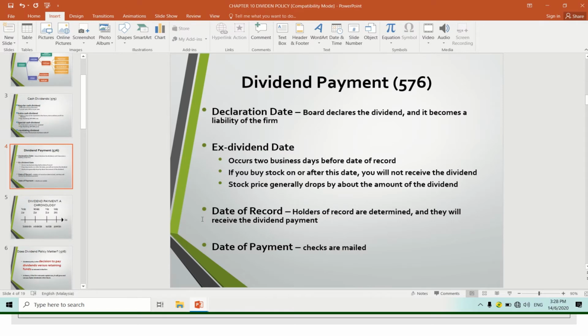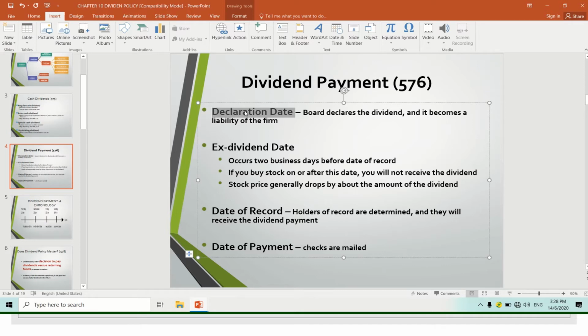Okay, so we will proceed with the dividend payment, how the company will pay dividend. The process of the dividend has the declaration date, ex-dividend date, date of record, and date of payment. For the declaration date, at this point, the company will announce to the public. During this announcement, it will involve when the company will issue the dividend, which is about the date.